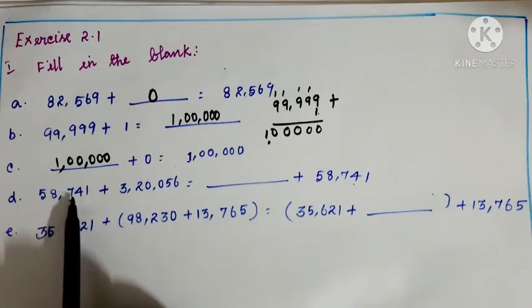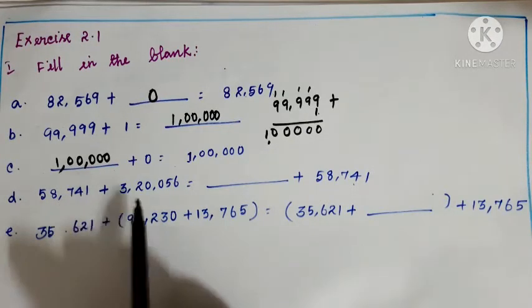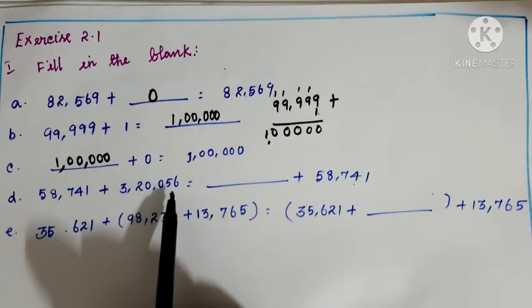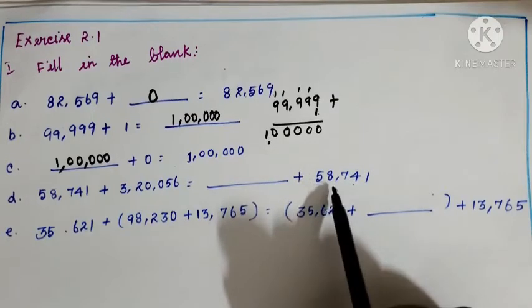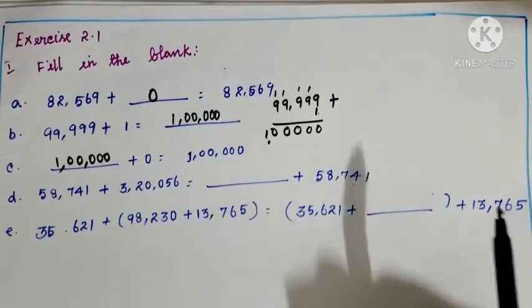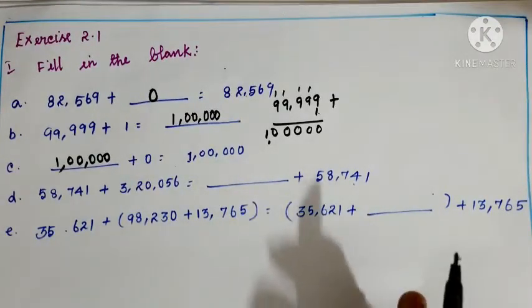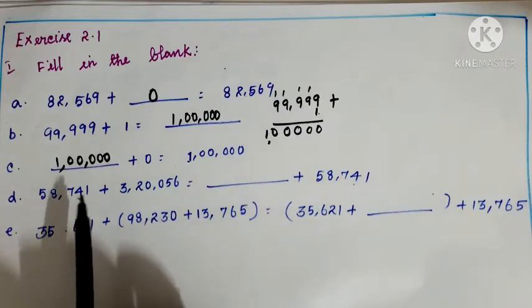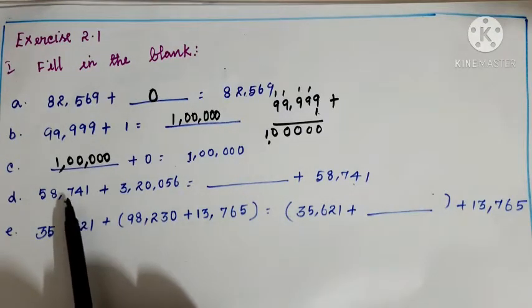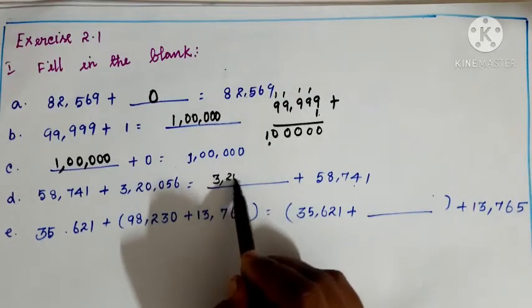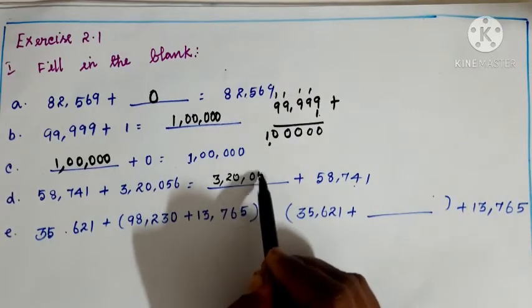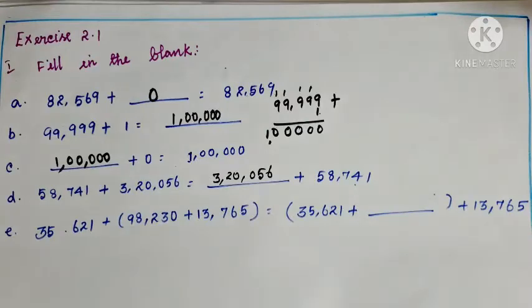Next, we are going to see the commutative property, isn't it? So 58,741 plus 3,20,056 is equal to dash plus 58,741. So A plus B is equal to B plus A, like that. So what will be your answer? 3,20,056. Yes, you can copy it in the book itself.